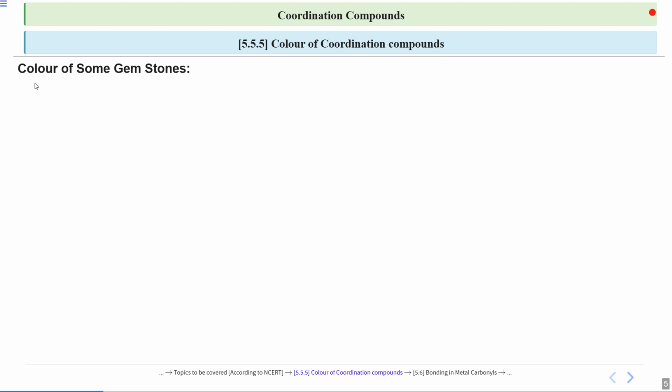Let's see the color of some compounds formed by coordination complexes, like some gemstones. First of all, let's cover ruby. Ruby is a gemstone. You have probably heard about it. Ruby is mainly aluminium oxide, Al2O3.